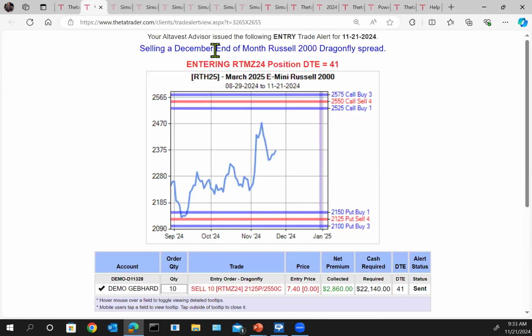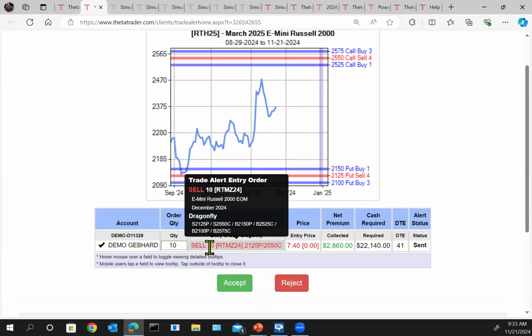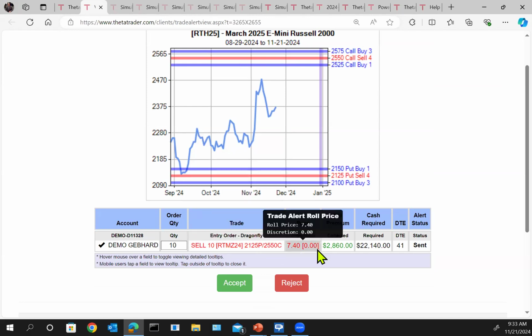And this will take you to a page with a graph. So it gives you, this is a December end of month Russell 2000 Dragonfly spread. And it has 41 days till expiration. And you can see the structure of the trade. Here are the calls. Here are the puts. Here's the current market price right here. And then if you scroll down, you can see it's selling a quantity of 10 at an entry price of $740. You're trying to collect $2,860 of premium in your cash required here.